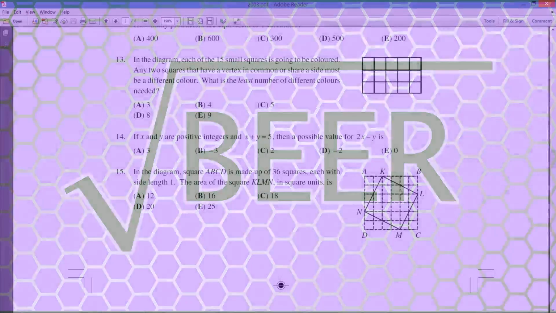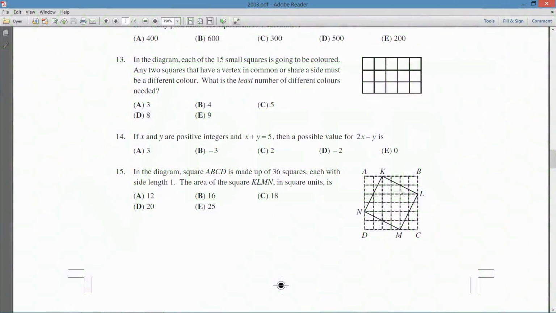We're taking a look at question number 14 on the 9th grade multiple choice math contest, the Pascal from the year 2003. What does question 14 say? If x and y are positive integers, and x plus y is 5, then a possible value for 2x minus y is, and then we've got different possibilities here.